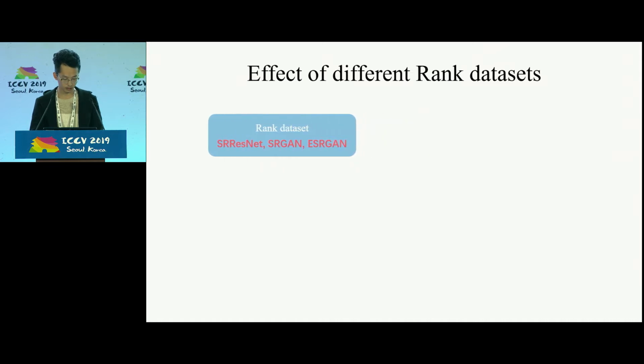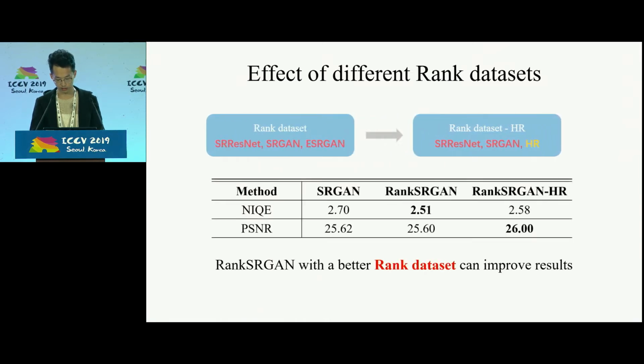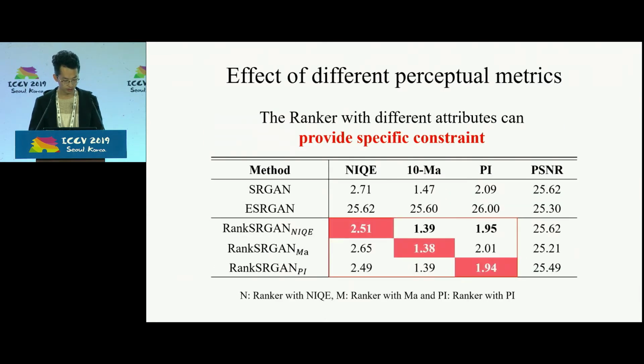To validate the effect of different rank sets, we use ground truth HR images instead of SRResNet images. We can see RankSRGAN with a better rank set can improve the results of the base model. Then we use different perceptual metrics at the rank level. All other settings remain the same as RankSRGAN with NIQE. We find that RankSRGAN can generalize well on different perceptual metrics.